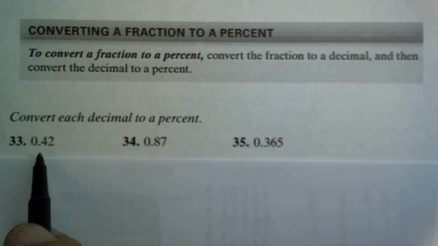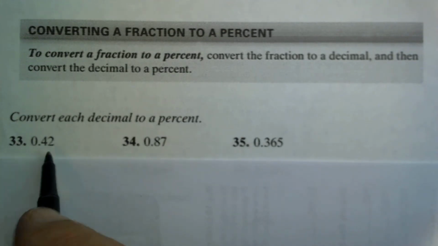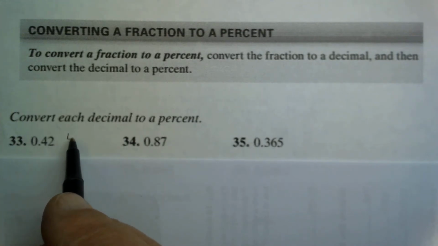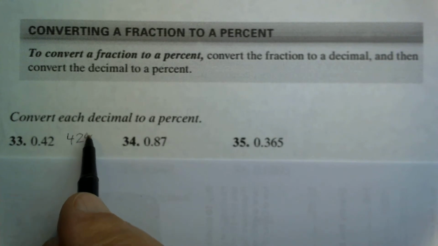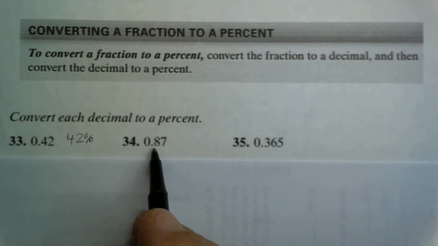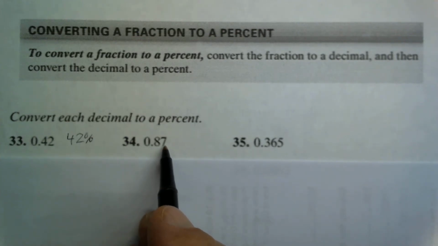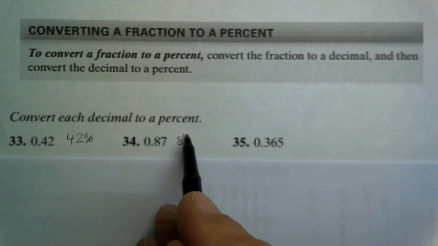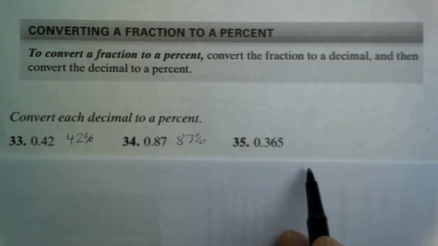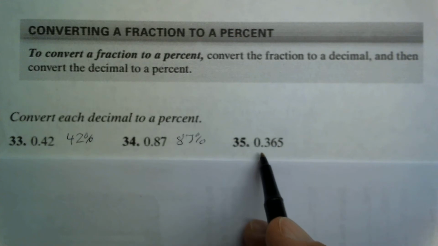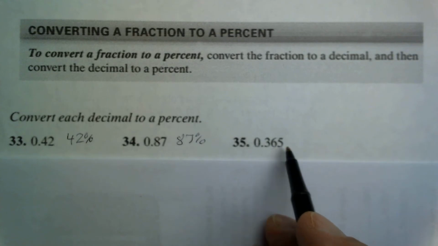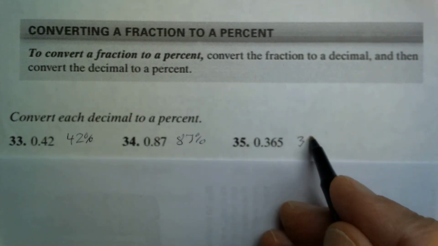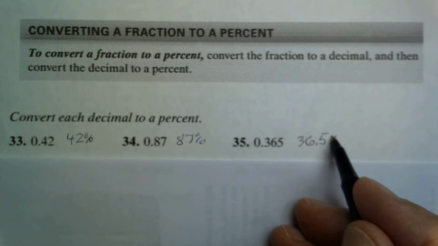So number 33, here's a decimal, 0.42. So we move the decimal 2 places to the right and attach a percentage sign, so it means 42%. Similarly, number 34, 0.087, we move the decimal 2 places to the right, it winds up here, so that'll be 8.7%. In number 35, 0.365, we move the decimal place 2 places to the right, so this then is 36.5%.